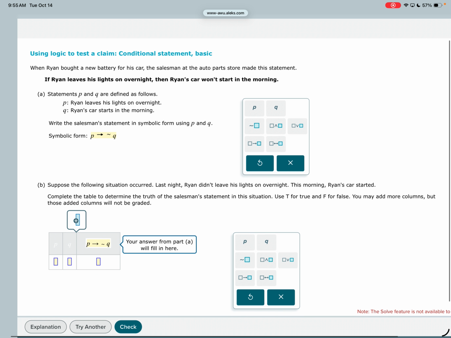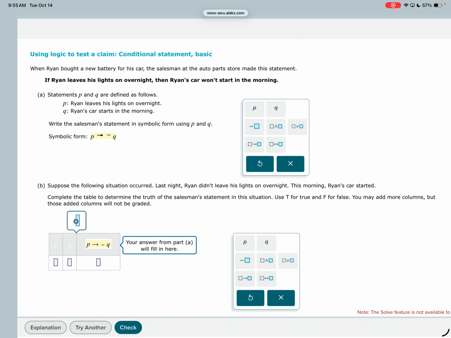That usually isn't the issue. The issue on this problem is how do we fill out this truth table row? They give you a scenario. Suppose the following situation occurred. I wish they'd highlight or make this bold or something. Find this sentence because this is the only scenario that we're dealing with. This is how we use logic in real life. We may not do if then and make out a truth table, but our brain is going through this process. Last night, Ryan didn't leave his lights on overnight. This morning, Ryan's car started.